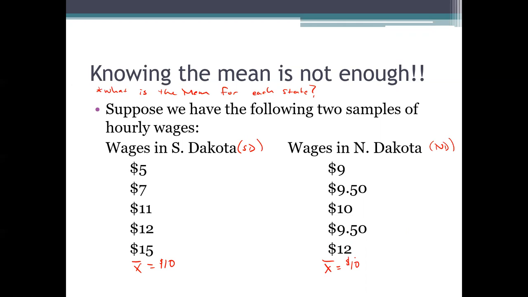But when you look at the data, does one state seem more spread out than the other? Does it look like the data values are a little bit more dispersed? South Dakota. Yeah, if you look at South Dakota, it looks like the wages are a lot more spread out than the wages in North Dakota. Do we all agree with that? So wages in South Dakota are more spread out.